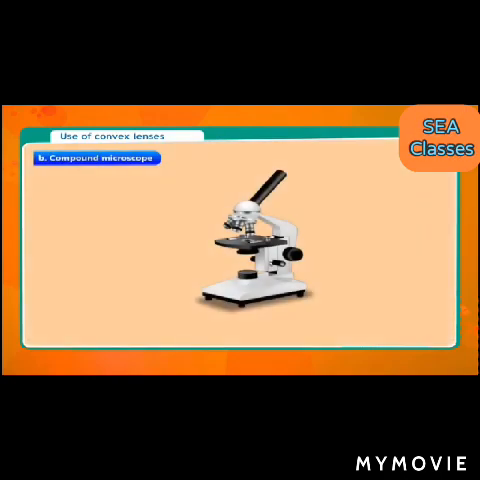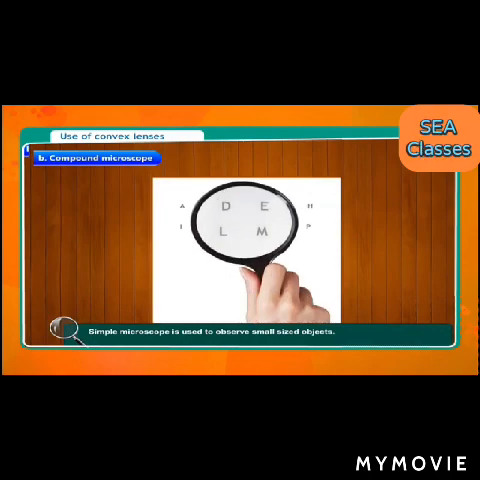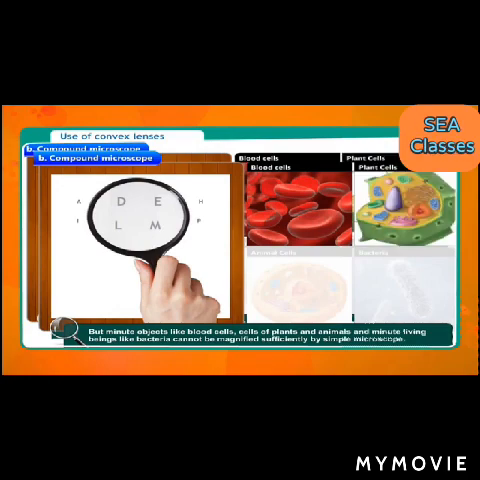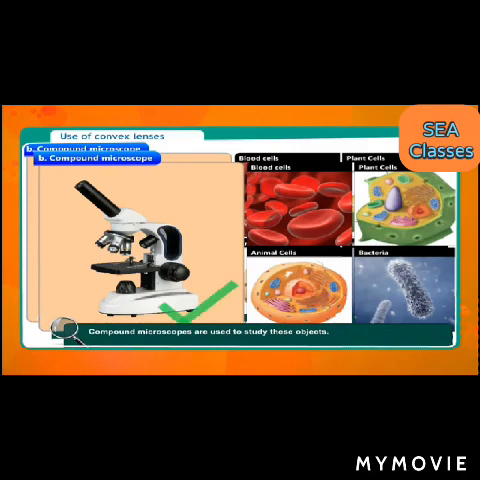B. Compound microscope. A simple microscope is used to observe small sized objects, but minute objects like blood cells of plants and animals, and minute living beings like bacteria, cannot be magnified sufficiently by a simple microscope. Compound microscopes are used to study these objects.